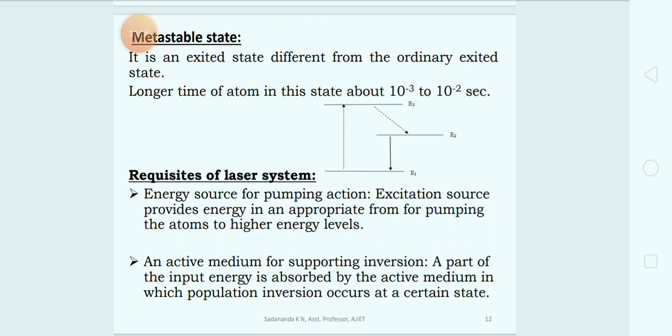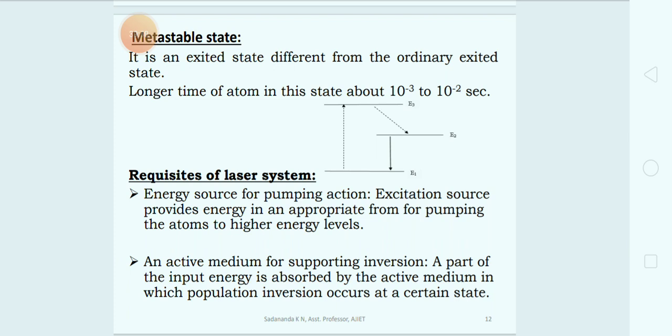So, there are three different requisites of a laser system: an excitation source for pumping action, an active medium which supports population inversion, and a laser cavity. The excitation source provides energy in an appropriate form for pumping the atoms to higher energy levels. The energy input may be in the form of light energy. This kind of pumping is called optical pumping.